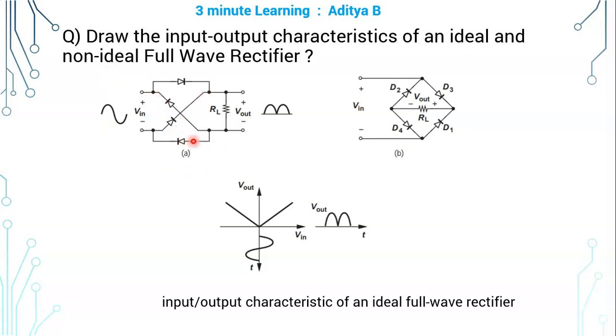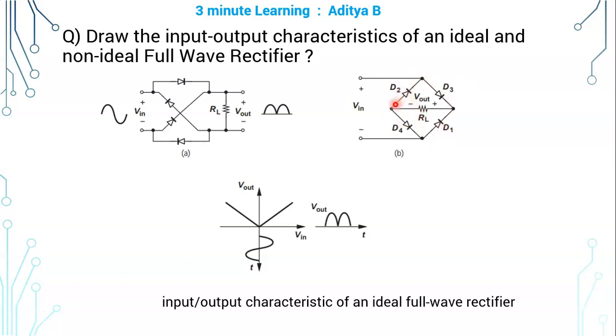So this is the diagram of a full wave rectifier. This is a bridge full wave rectifier in which 4 diodes are used. This is the actual diagram, or you can have a simplified diagram like this. So there are 2 tips to remember this circuit diagram.